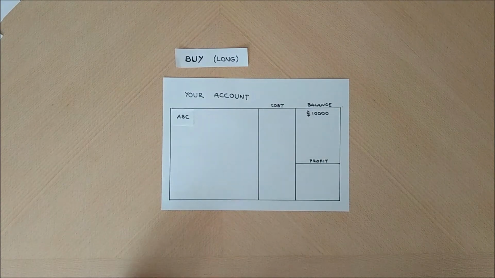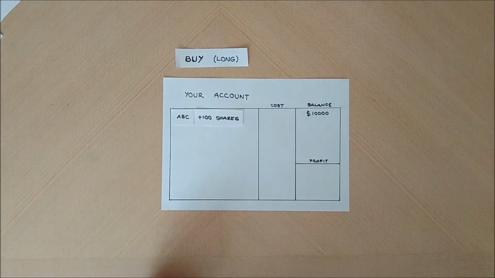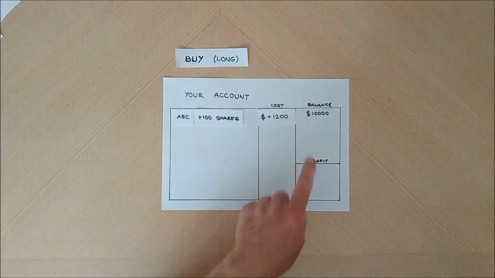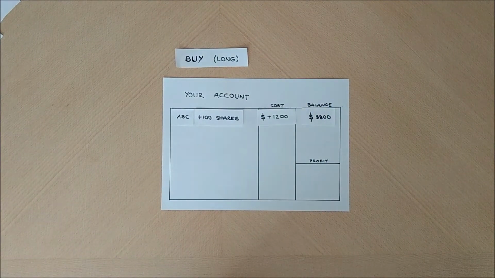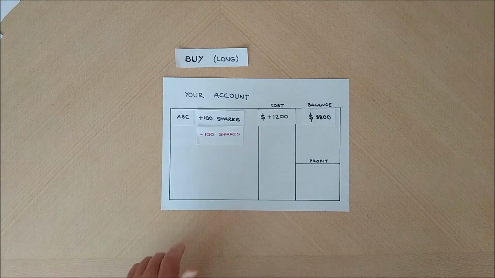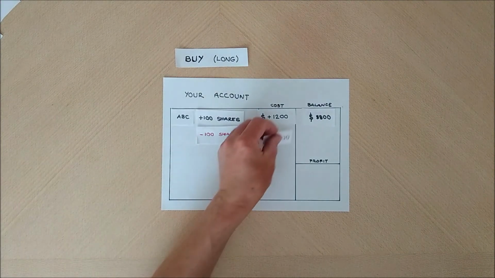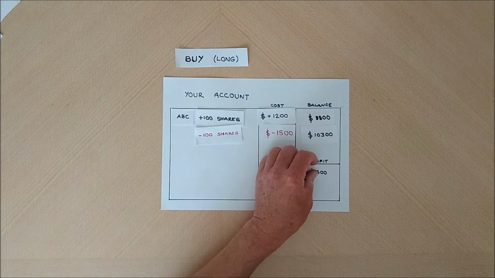So we've put $10,000 into our account to start with, and we buy 100 ABC shares. They're $12 each, so that's a cost of $1,200. So our balance goes down from 10,000 to 8,800. Now, at a later date, these shares have gone from $12 to $15. They've gone up $3. So when we sell them, we effectively credit our account with minus 100 shares. Notice the plus and minus here at work. We then have a cost which is effectively a credit of $1,500 or minus $1,500, and that takes our account up to $10,300, and that is our $300 profit.